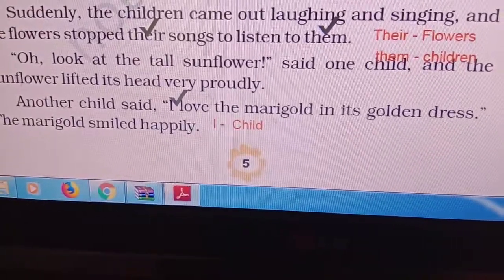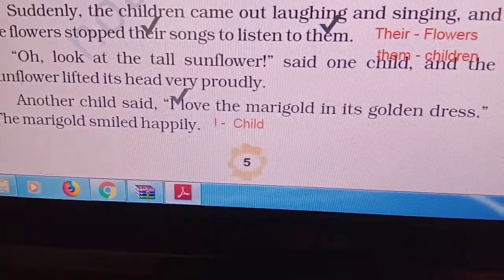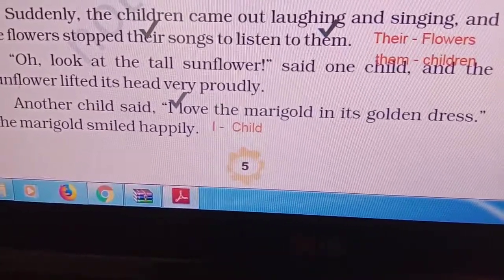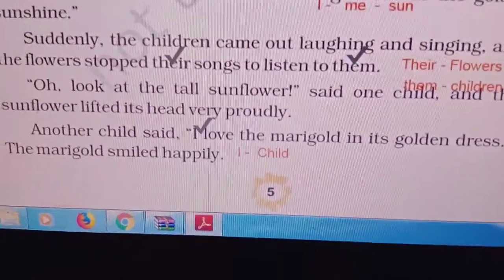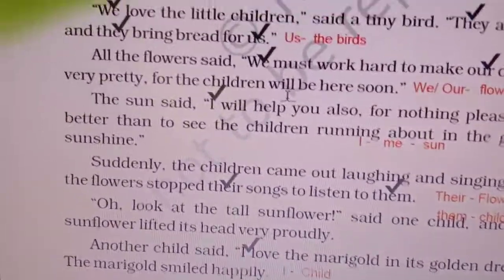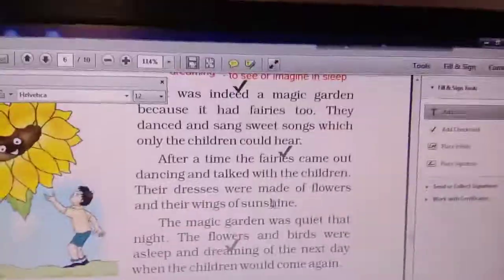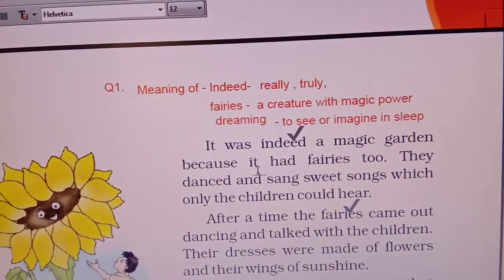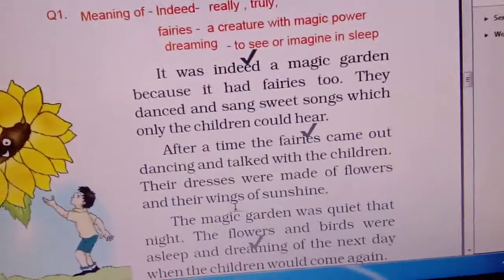Here "happily" is an adverb. When we say something about the verb, here "smiled", it is said... Happily is an adverb, and when we say something about the verb, that is an adverb. The marigold smiled happily. Here, from this paragraph, you have to pick out pronouns. And the last one, here children, you will see meanings. I have written here meanings. Okay, let us go through the lines.